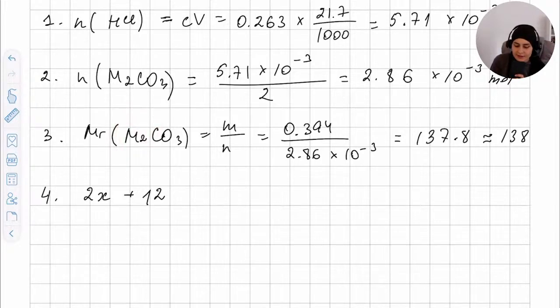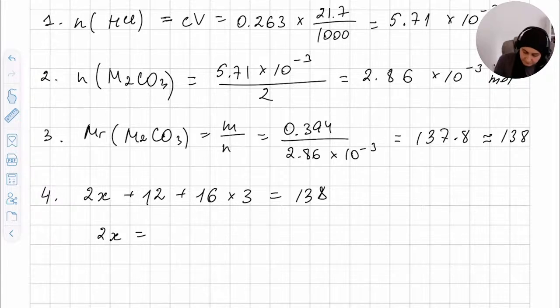Again, if you're doing IB, you have to put molar masses to two decimal places. So instead of 12, you would write 12.01. For A level, it's fine. And 16 times 3, that's oxygen. So that's the molar mass of M2CO3, and I know it equals 138. And then you do 2x equals 138 minus 12, which is 78. I'm just solving it for x. And x is 78 divided by 2, which is 39.